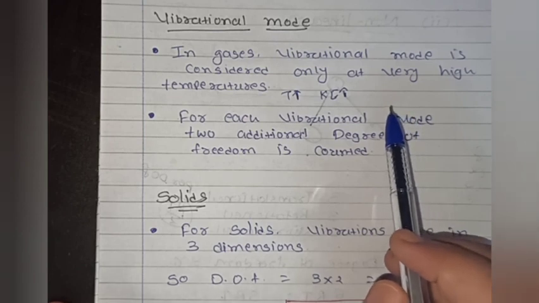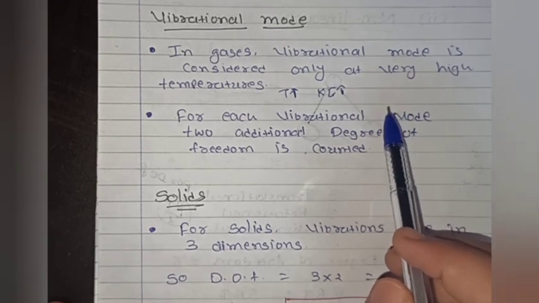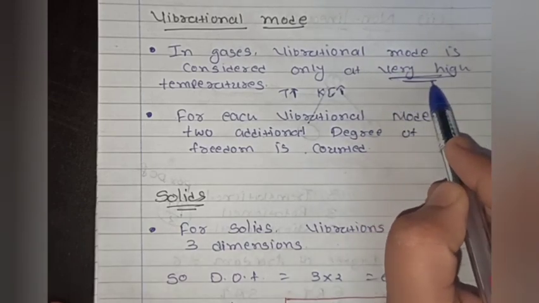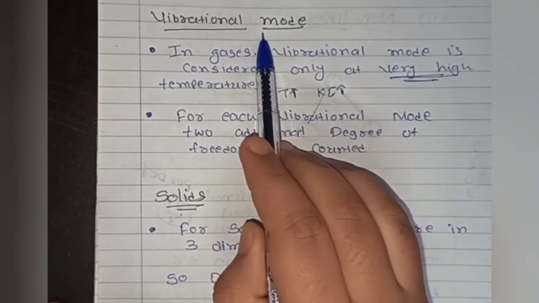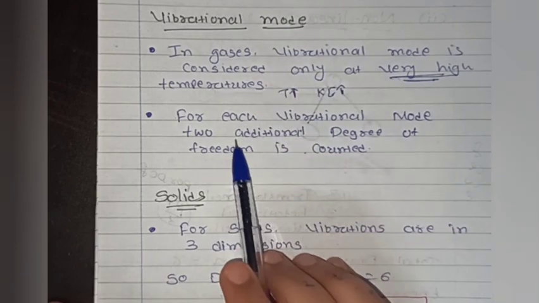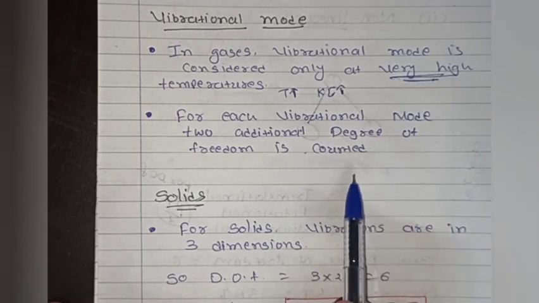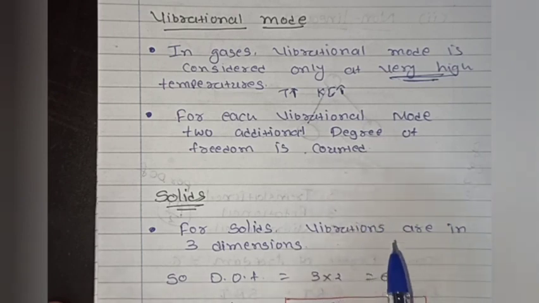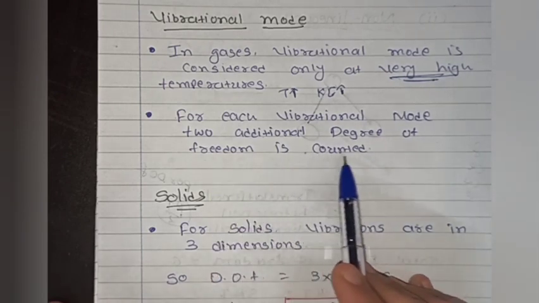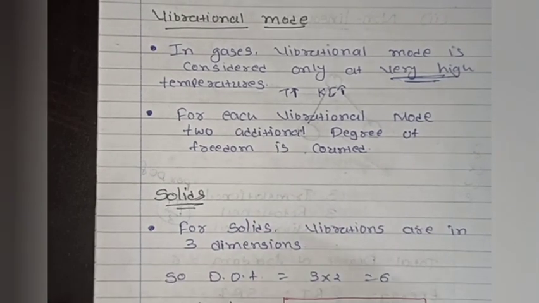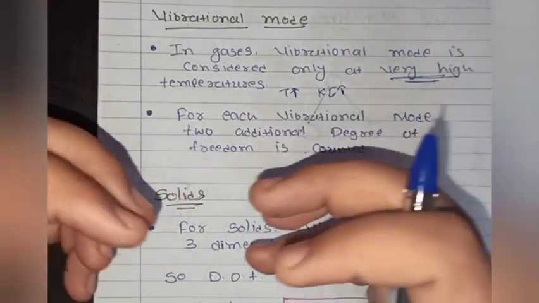So if in the question it is mentioned that temperature is very high, then only we will consider the vibrational mode. For each vibrational mode, there are 2 additional degrees of freedom counted. Why are 2 degrees of freedom counted? Because during the vibration, it will behave as a spring mass system.